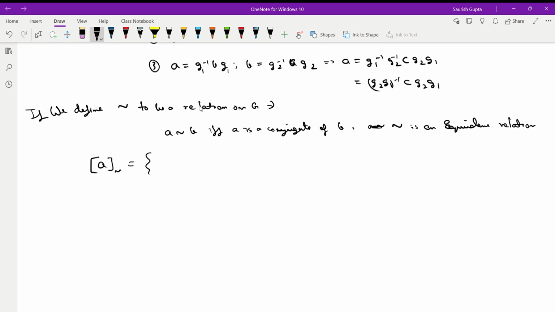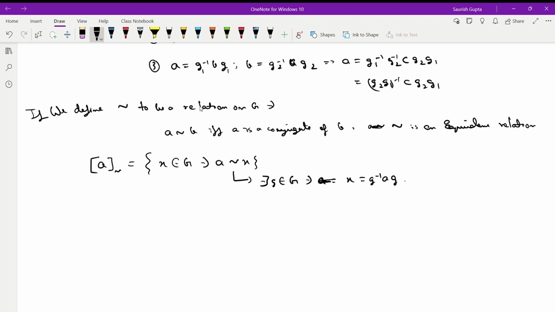Let's say these are the collection of all the elements X in G such that X is related to A, or I can say that X is a conjugate of A, or that A is a conjugate of X. Let me say it like this, that A is a conjugate of X for now. This means that there exists an element g in capital G such that X can be written as g inverse A g, right?